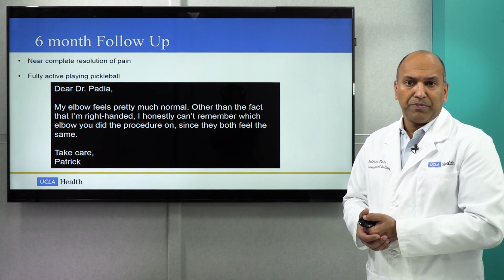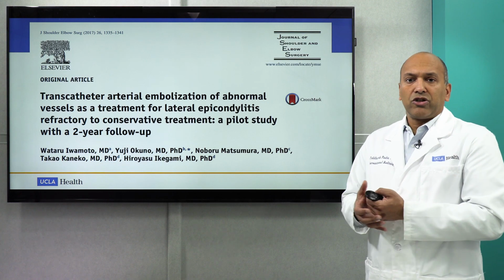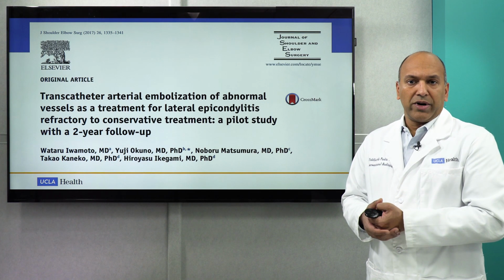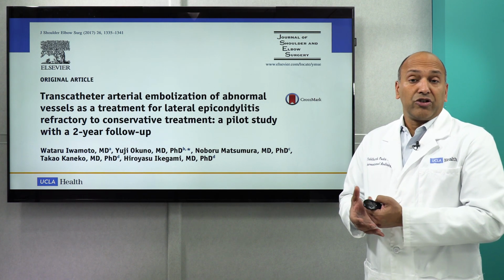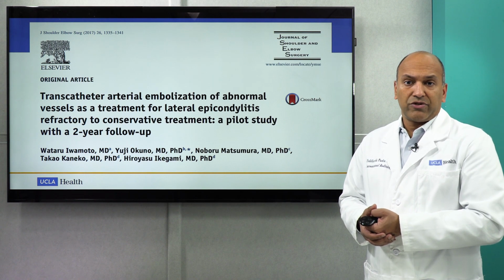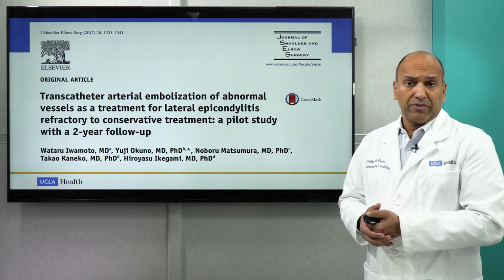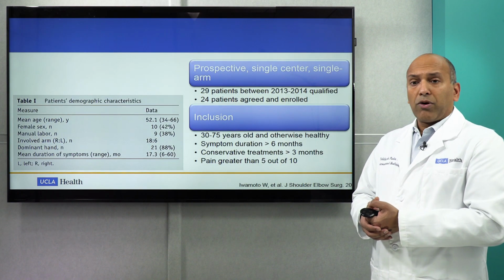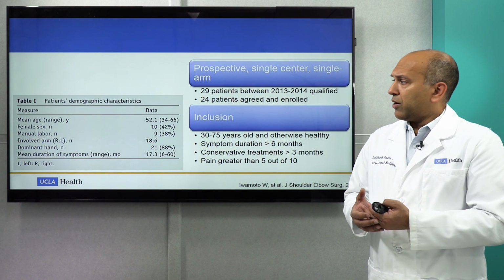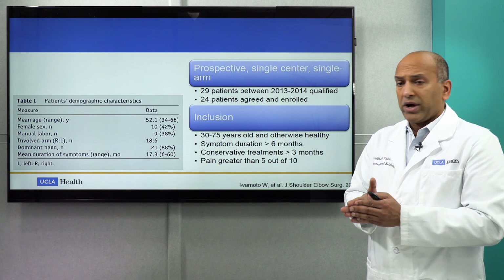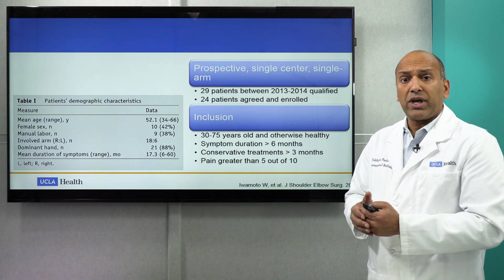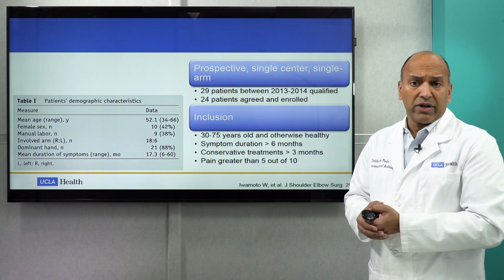Other than him being right-handed, knowing that we treated his right arm, he wouldn't have been able to tell which elbow we even treated. Now, there is some data to support the use of elbow artery embolization. This was initially discovered in Japan at the University of Tokyo in 2017, who published their results. They looked at 24 patients in this trial.